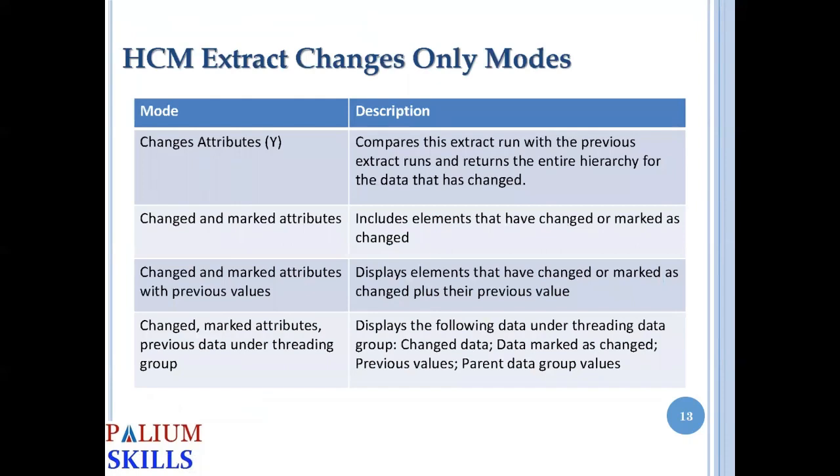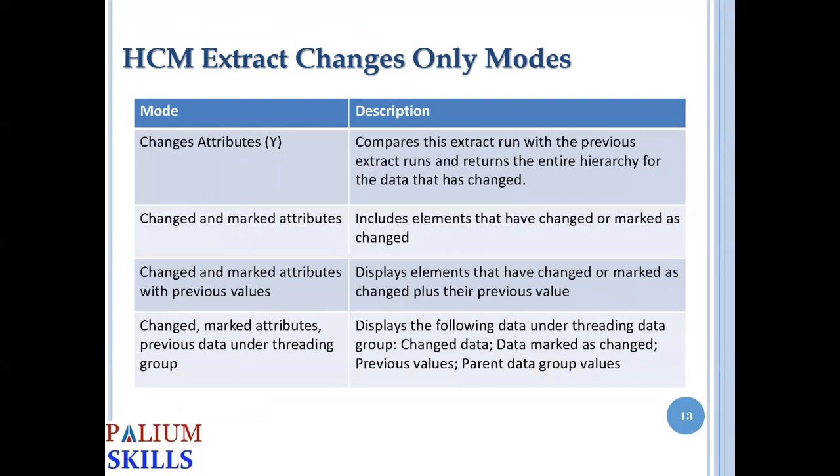Now, the other important aspect of the extract is the changes only mode. So changes only mode will have different modes. There's one where we say changes attribute, change attributes, where we are looking at comparing this extract run with the previous extract run and returns the entire hierarchy for the data that has changed. Then we have the changed and marked attributes, which includes elements that have changed or are marked as changed. Changed and marked attributes with previous values. So here you will see not only the changed values, but also their previous values. So you will see the old value and the changed value.